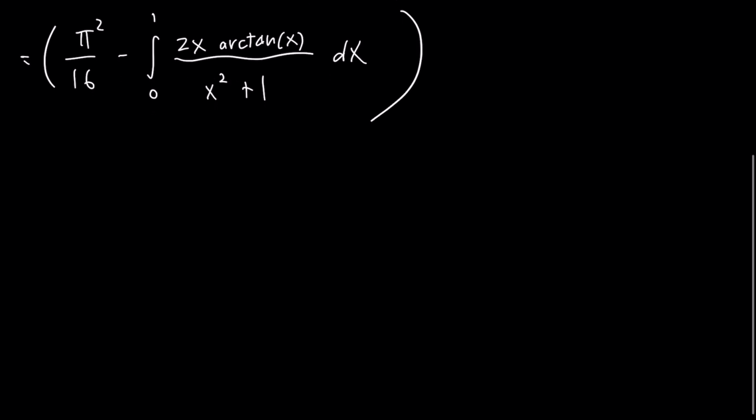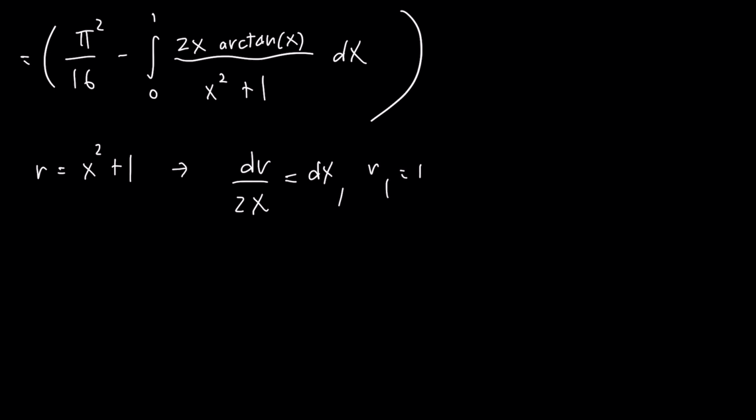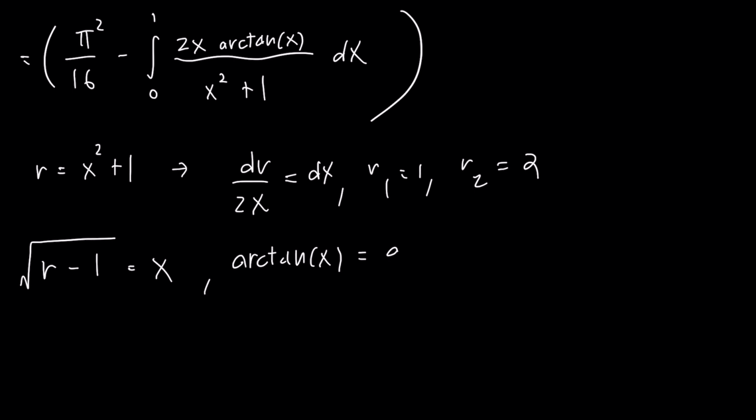And we'll make a substitution. We will let r equal x squared plus 1, which means that dr over 2x equals dx. R1 will be 1 and R2 will be 2. And the arctangent of x, well, if we solve for x, we have the square root of r minus 1 equals x. So we have arctangent of x is equal to the arctangent of the square root of r minus 1.